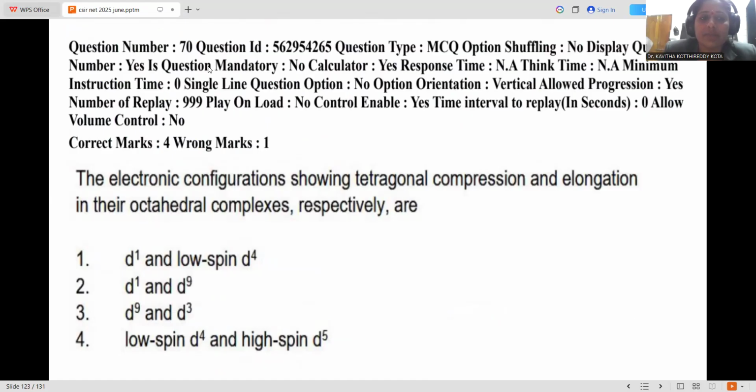Question number 70. We are dealing with question number 70. The electronic configurations showing tetragonal compression and elongation in their octahedral complexes respectively are. This is a form of distortion of the orbital geometries, right? The electronic configuration which undergoes tetragonal compression and elongation in octahedral complexes respectively, so we need to identify which kind of electronic configuration makes this possible.